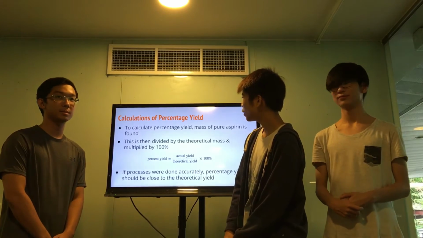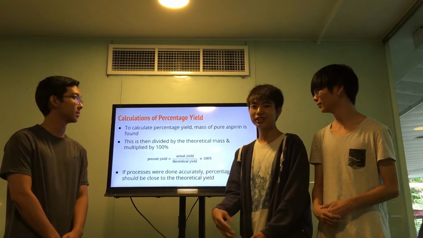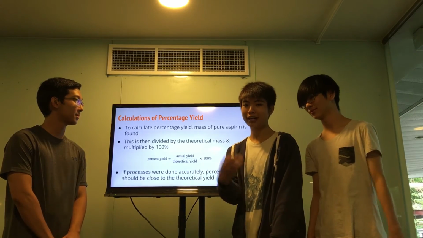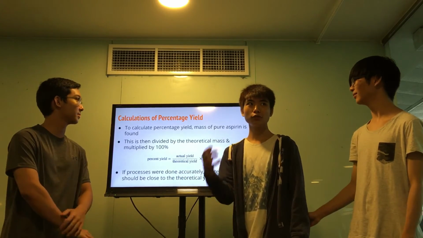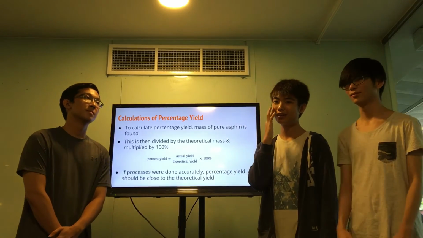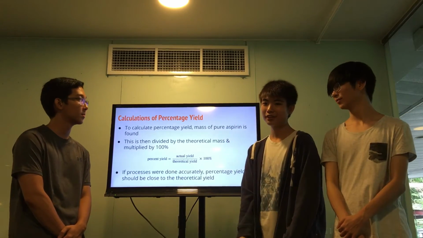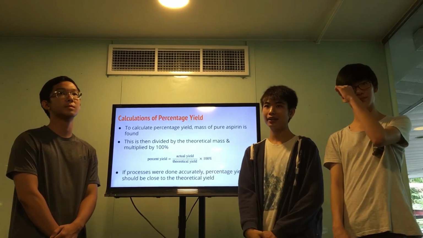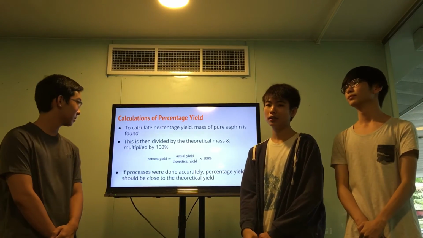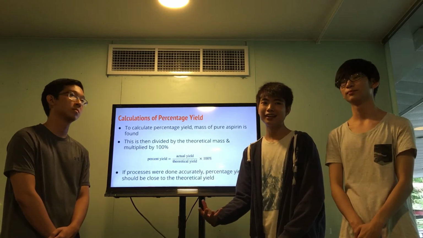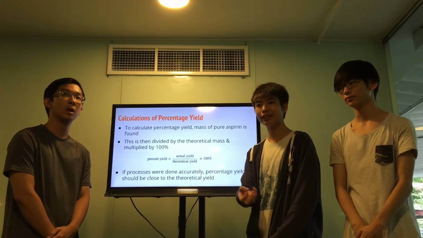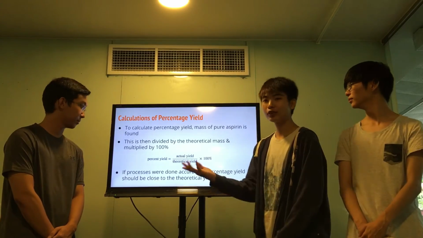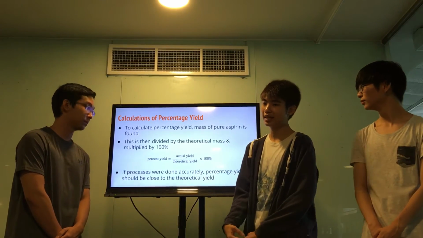Okay, so I will now talk about how to calculate the percentage yield. So what is percentage yield? Percentage yield is the yield that you get from the end of the experiment. Supposedly you're supposed to get 100% yield. However, in all experiments you will be unable to get 100% yield due to issues in the whole experiment, such as washing the crystal with too much water or too little water and such. So how do you actually calculate the percentage yield in this experiment?